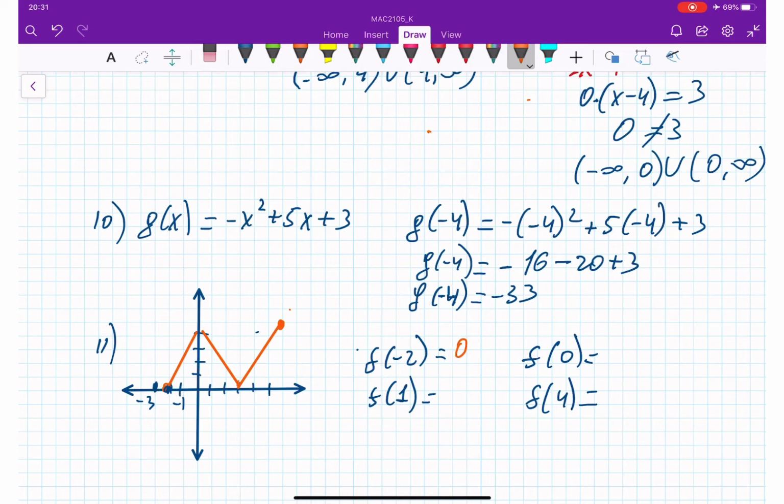Next, f of 1. So where is our 1? Right here, right? 1. So if I move up, it's going to be 1, 2, 3.5, right? So we're getting 3.5. Next, f of 0. So when we have f of 0, our y is how much? 1, 2, 3, this is 4, right? So it's going to be equal to 4. And f of 4, 1, 2, 3, 4. It's going to be equal to 2.